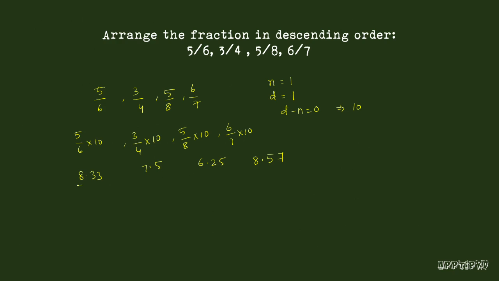As you can see, 5 by 6 and 6 by 7 have the same integer value 8. Next, move on to the next number, that is after the decimal point. 5 by 6 has 3 and 6 by 7 has 5. So this is the larger number. So 6 by 7, then comes 5 by 6, then 7 is the next larger number, so 3 by 4 and 5 by 8. This is the descending order of the given fractions.